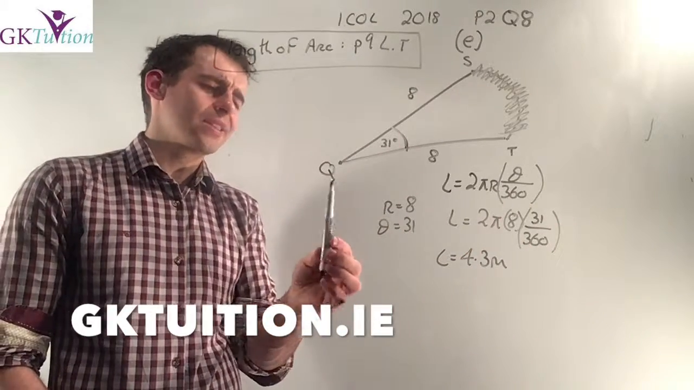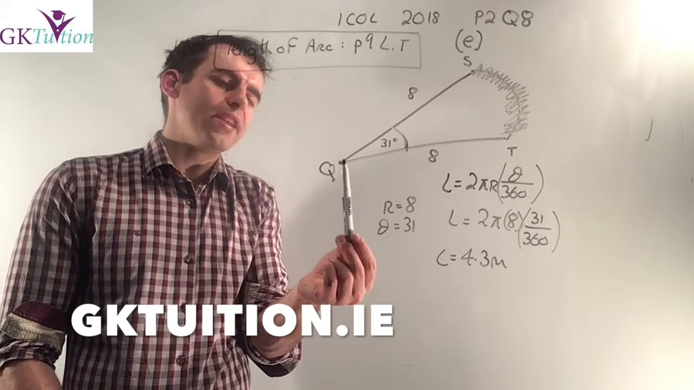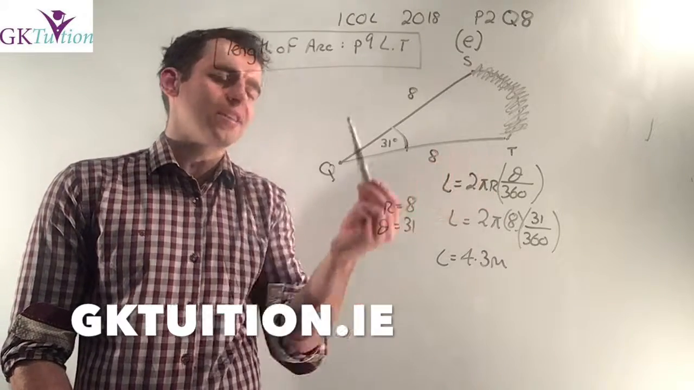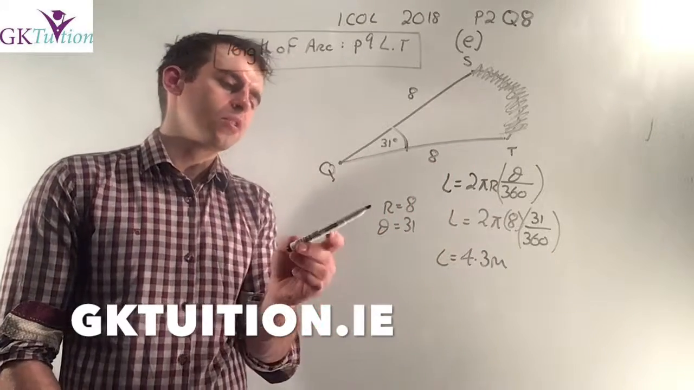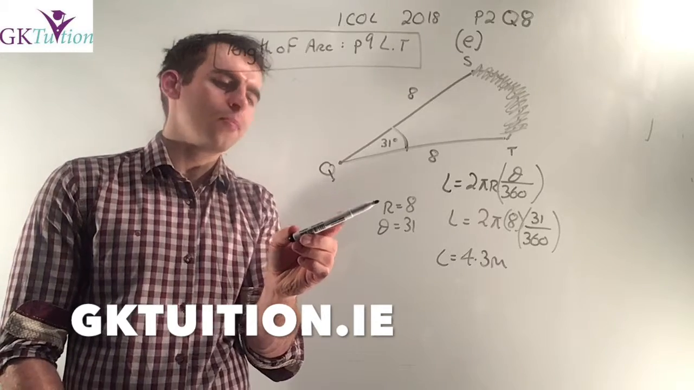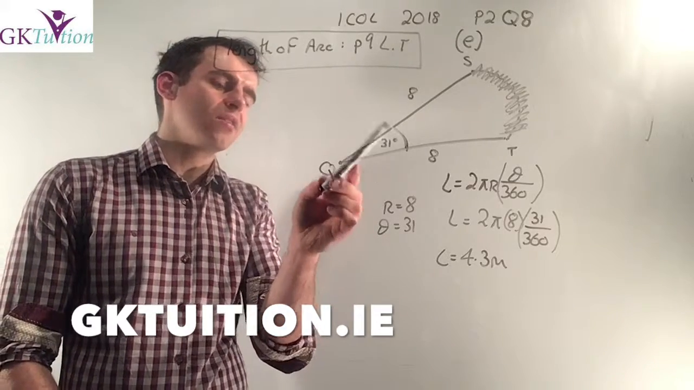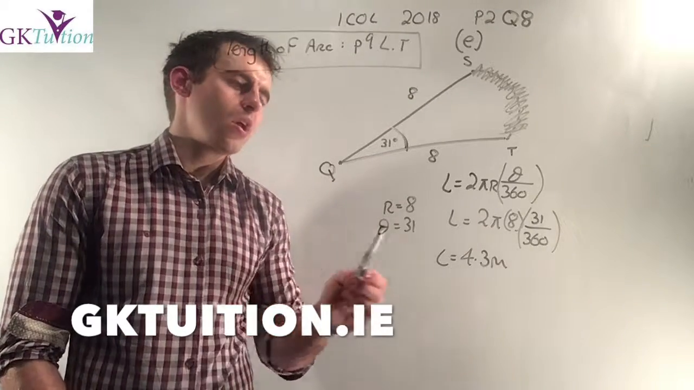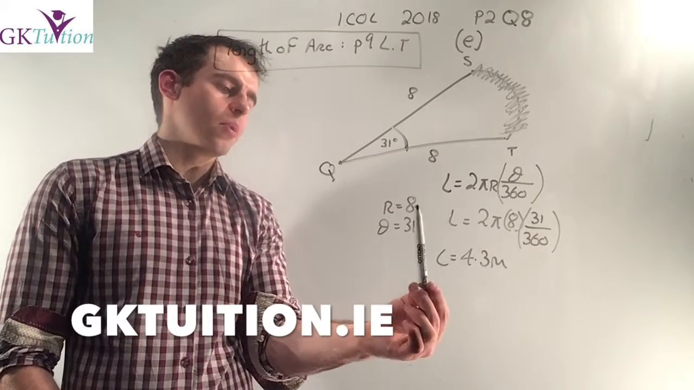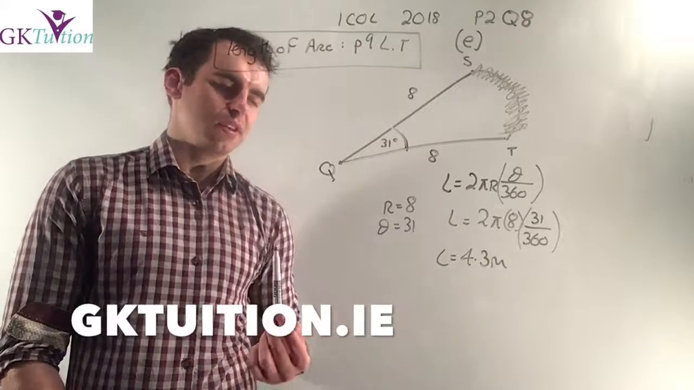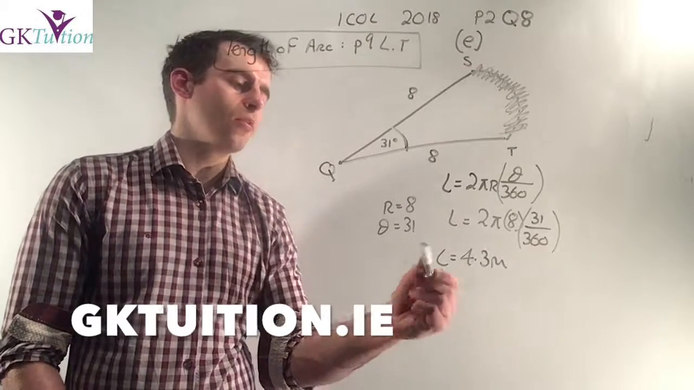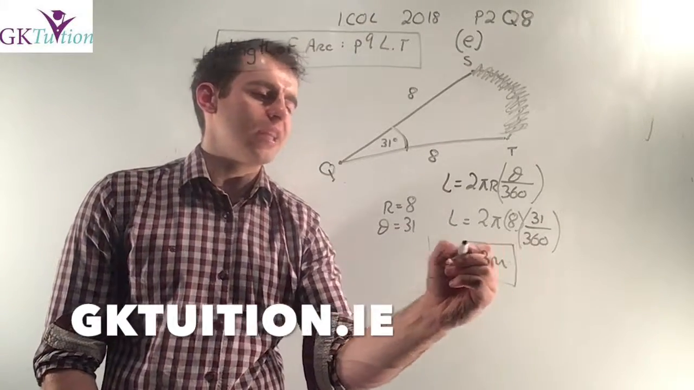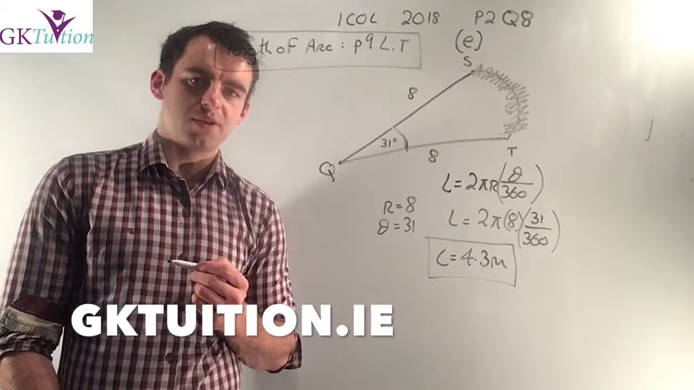And as I explained a second ago, we can consider the radius to be the distance QS or the distance QT. So the radius of this sector is 8, and theta is the angle in the middle of the sector, in this case 31 degrees. So I can get the length of this arc by just subbing in r is 8 and theta is 31. If you plug that into your formula, your final answer, the length from T to S, is 4.3 meters.